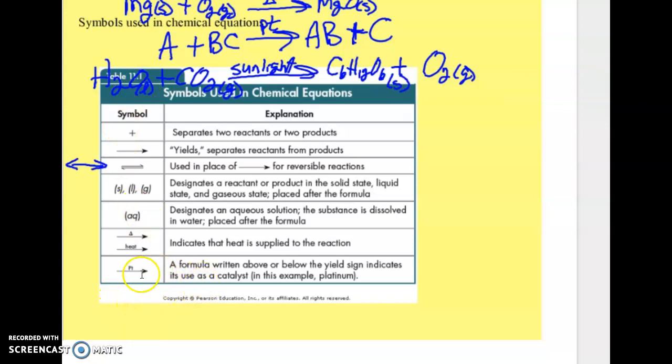The other one, again, we don't see this quite as often, but we definitely see it.